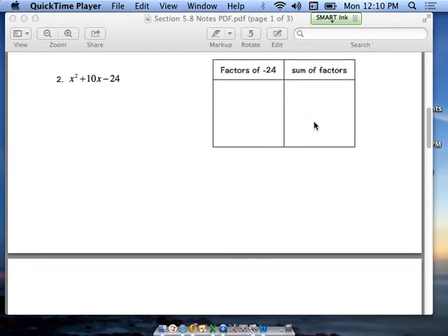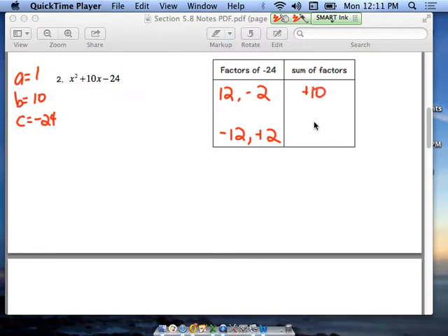Example number 2. X squared plus 10x minus 24. I have A, B, and C. A is 1, B is positive 10, and C is negative 24. I need factors of negative 24, and when I add them together, I should get positive 10. So I will try 12 and negative 2, or negative 12 and positive 2. When I add positive 12 and negative 2, I get positive 10. Negative 12 and positive 2 gives me negative 10.